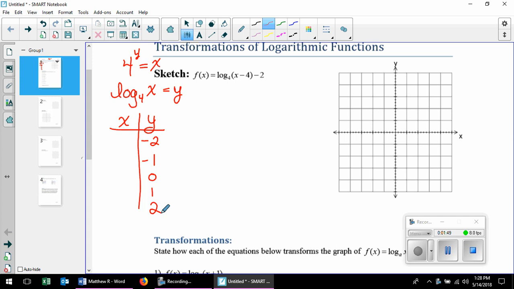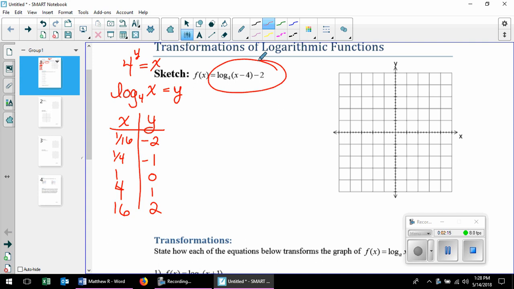Maybe let's start at 0. When y is 0, what's x? 1. When it's 1, it's 4, 16. So going up, this would be 1/4 and 1/16. You guys good with that? Okay. So now we're talking about transformations.